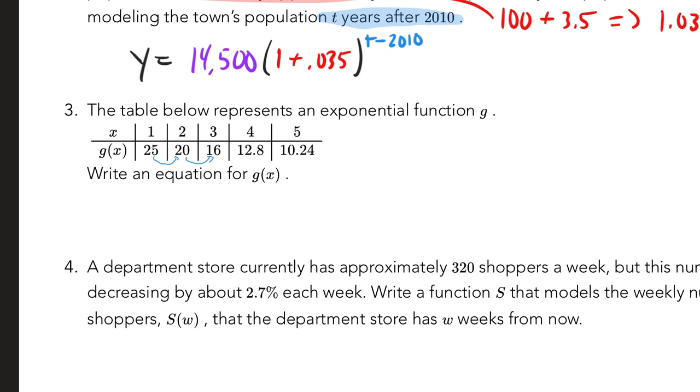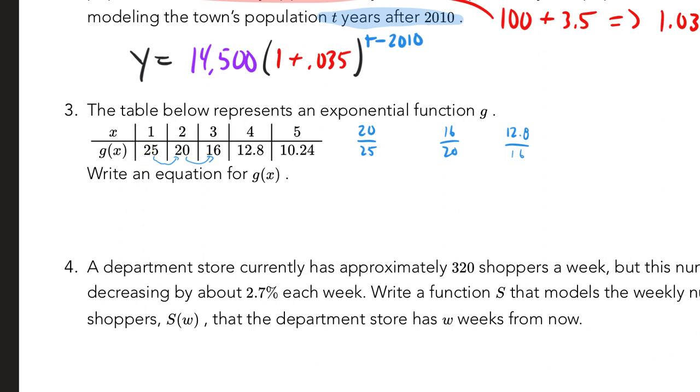So remember when you're doing that, trying to figure that out, you always want to take the later term, in this case 20, and divide by the earlier one, 25. Or I could take 16 divided by 20, or I could take 12.8 and divide it by 16. So you want sequential, consecutive ones. But you also always want to take the later one divided by the earlier one.